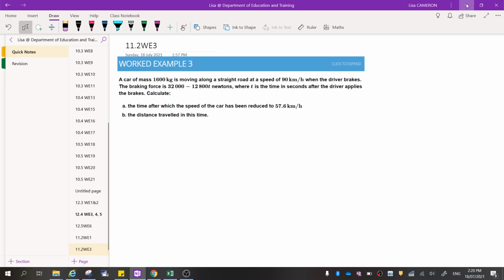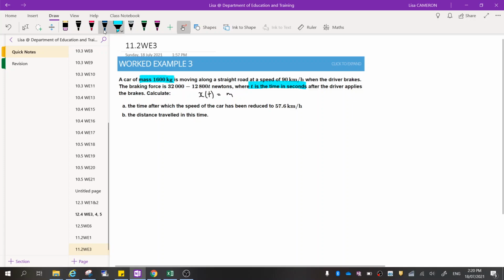Now, a fun thing that the textbook doesn't mention anywhere that I can figure out is that when you're doing these questions, if time is given to you in terms of seconds, then x of t, your displacement function, is going to be given to you in meters. Okay, so up here, 90 kilometers per hour, we're going to have to do some conversions for that one. But first things first, let's break down the question.